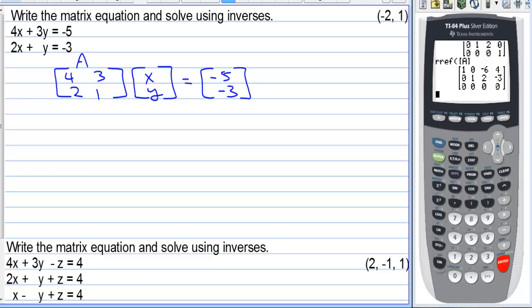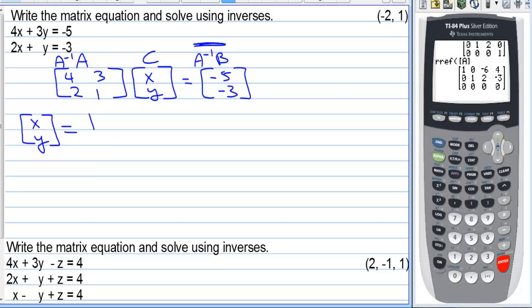So if we're going to call this A, we're going to call this B, maybe call this C, we're going to multiply both sides by A inverse. And so we have [x; y] is equal to, let's see, I need the inverse of A. I need this over here.